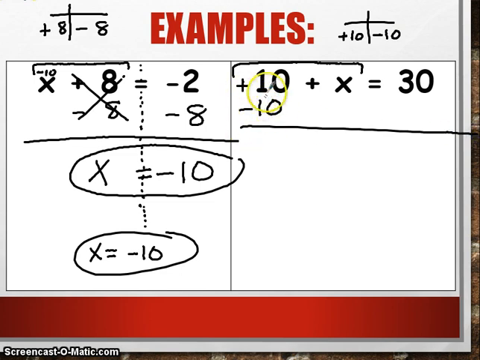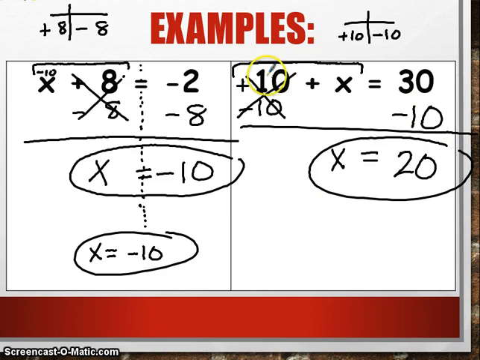This makes sense to do because positive 10 minus 10 makes 0 or eliminates, because 0 plus x is just x. But what we do to one side, which was subtract 10, we must do to the other side. So we must subtract 10 on this side. 30 minus 10 makes 20. Which makes sense because doesn't 10 plus 20 equal 30?